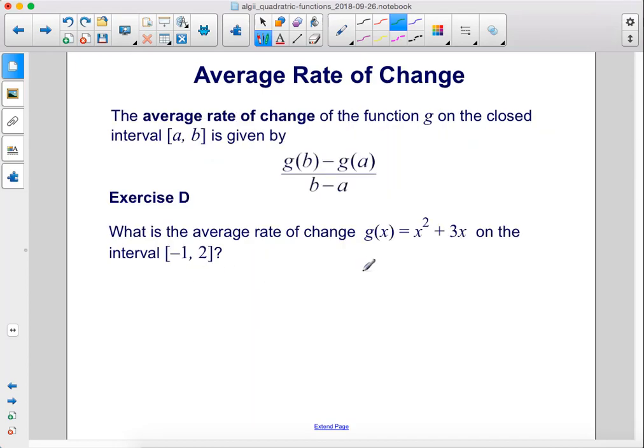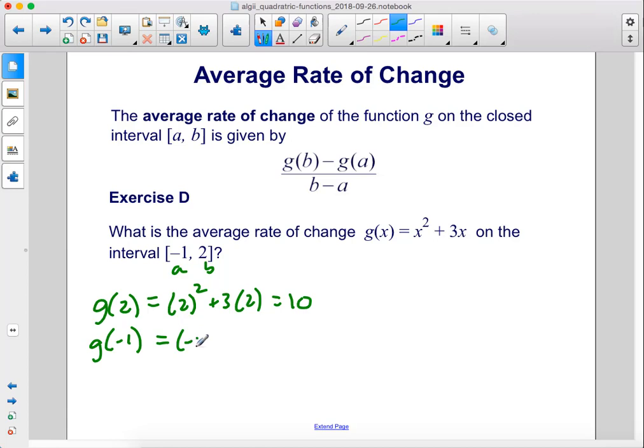What is the average rate of change of g of x equals x squared plus 3 on the interval -1, 2? All right, so we have a and b. Since we don't have a graph to look at, we need to plug these values in here and see what the y values are. So g of b, which is 2, equals 2 squared plus 3 times 2, which is 4 plus 6, which is 10. And g of -1 equals -1 squared plus 3 times -1, which is 1 minus 3, -2.